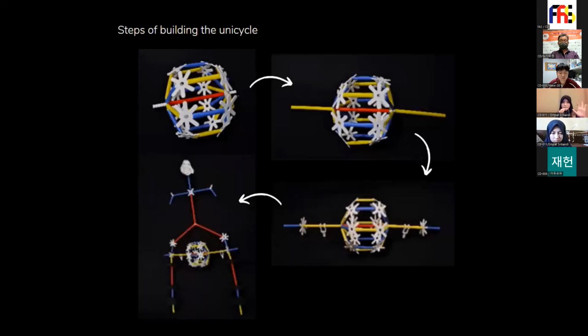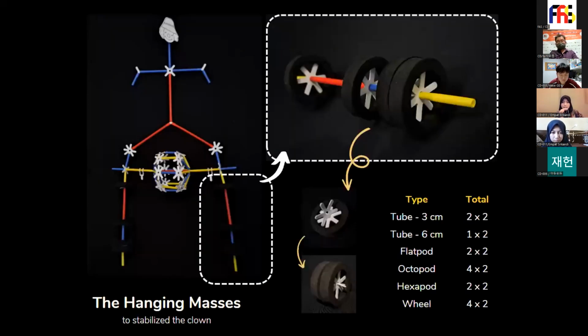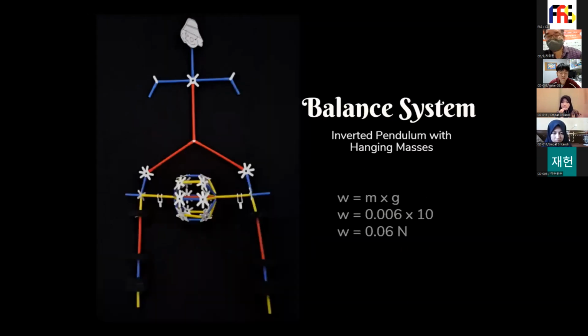In this balancing clown, we are also using the hanging masses to make the balancing clown balanced during the back and forth movement. This balance consists of 2 concepts, that is the inverted pendulum and hanging masses. The inverted pendulum means that the clown has the center of mass above the pivot point. It also means that the hanging masses give us 0.006 Newton of weight.